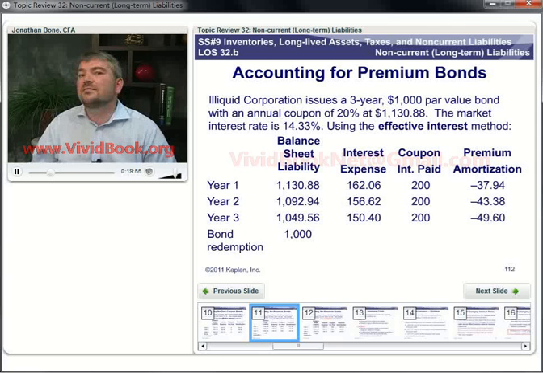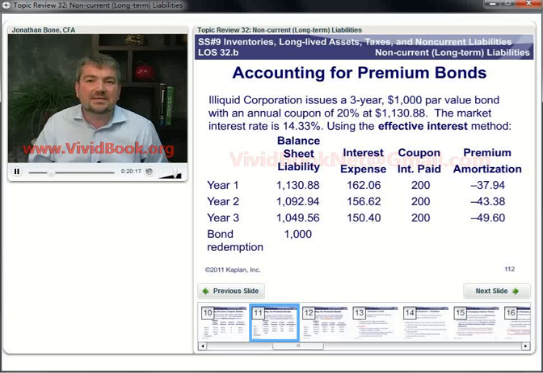The interest expense in year 2 is 14.33% of that year 2 opening liability, giving us 156.62. Compare that to the coupon, 200. This year we have amortization of negative 43.38. Again, that's reduced the interest expense. The other side is it's going to reduce our liability. So our liability falls at the end of year 2, beginning of year 3 by $43.38 down to $1,049.56.